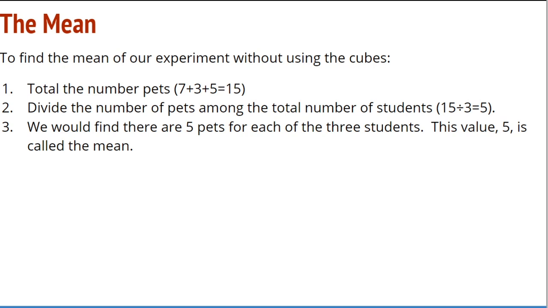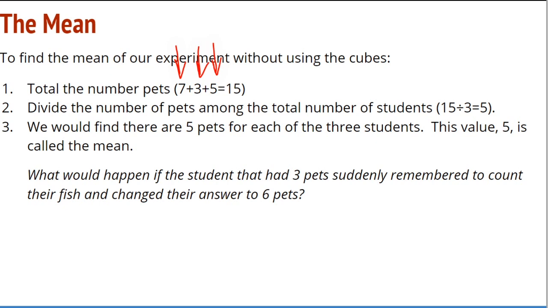So to find the mean of our experiment without using the cubes, we would total the number of pets. 7 plus 3 plus 5 gives us 15 pets. We would divide the number of pets among the total number of students. This was a student, this was a student, and this was a student. So we take our 15 pets, we divide it amongst 3 people, and we find that each person would get 5 pets. We call this value 5 the mean.